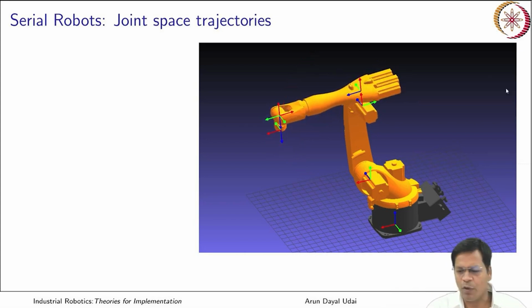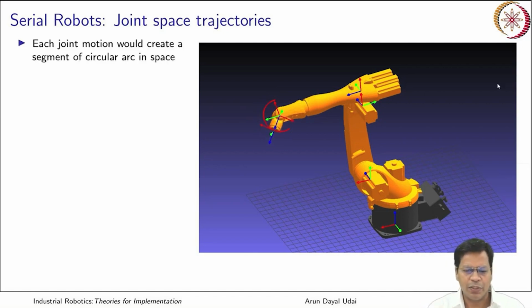This type of motion is known as a joint space motion trajectory, in which a robot is made to move about its joints only. So one of the joints or a combination of joints is made to move. Then you can take your robot to a particular place. In this, we are not specific about moving in spatial trajectories like linear displacement along any of the axes or rotary motion along any of the axes. Each joint could create a segment of a circular arc in space.